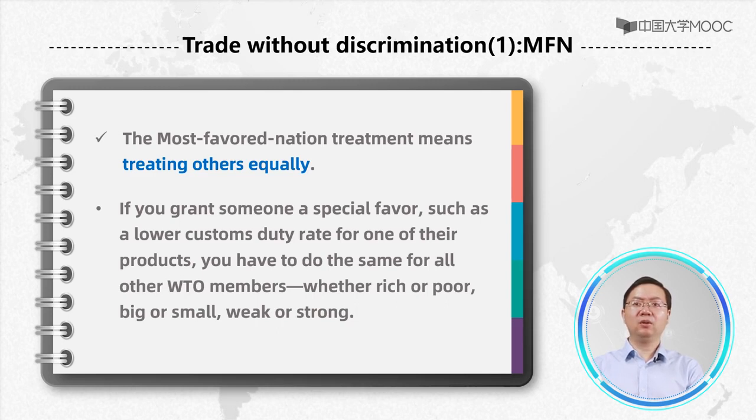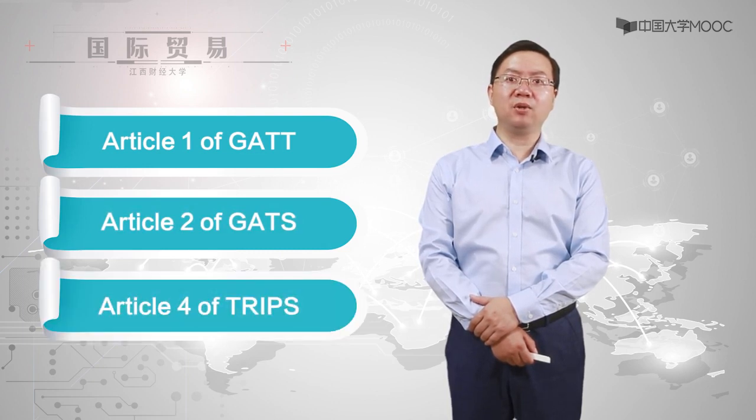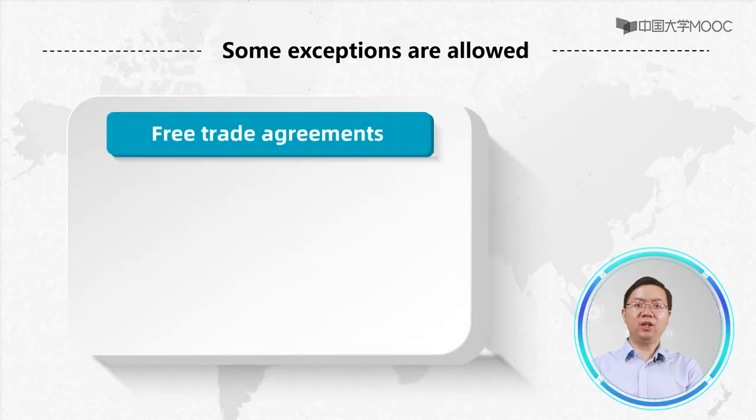weak or strong. The principle of most favored nation treatment is so important that Article 1 of GATT, Article 2 of GATT, and Article 4 of TRIPS are all about this. Well, even though most favored nation treatment is important, it has some exceptions. The first exception is free trade agreements, or FTAs.